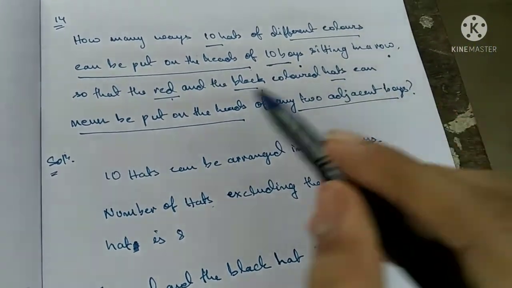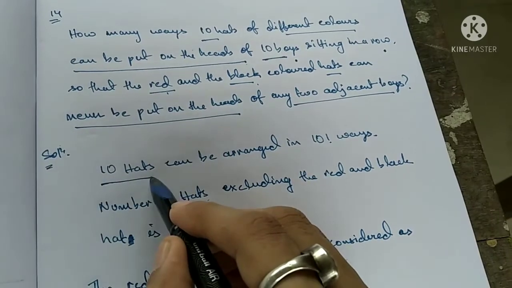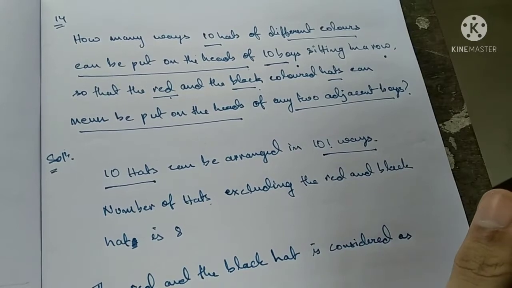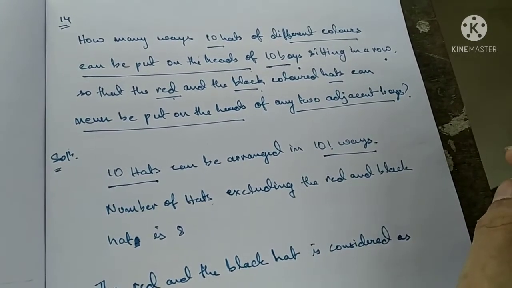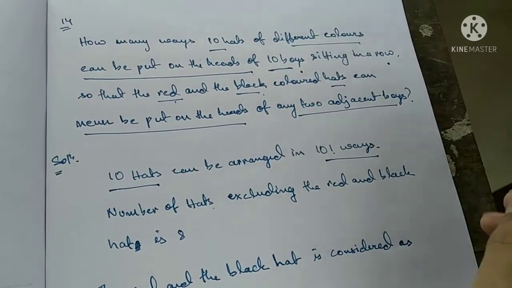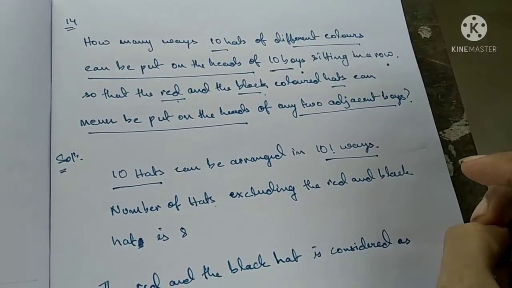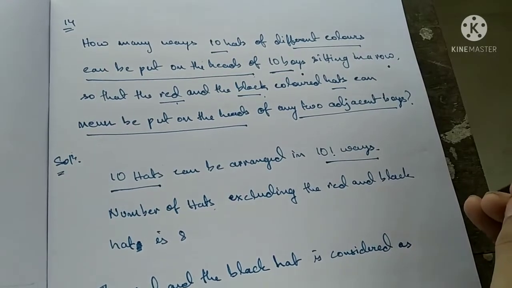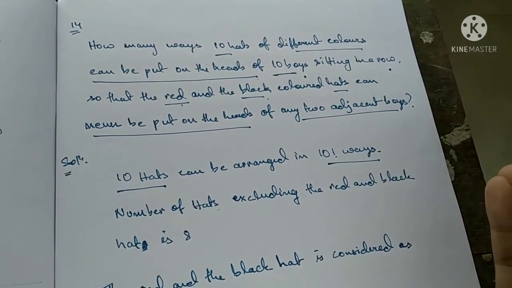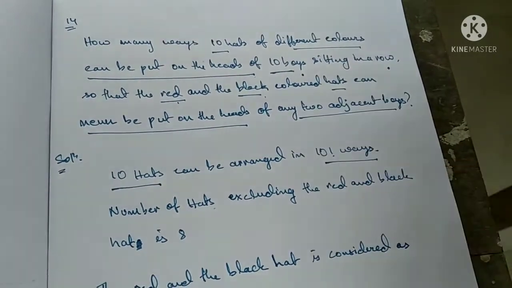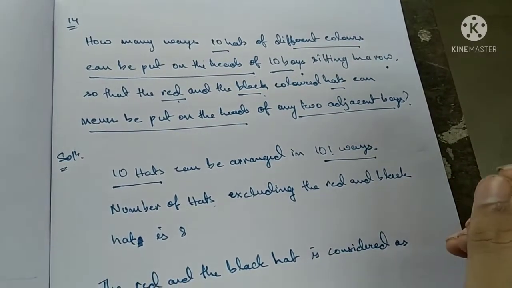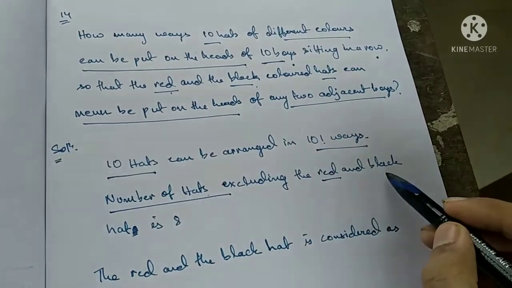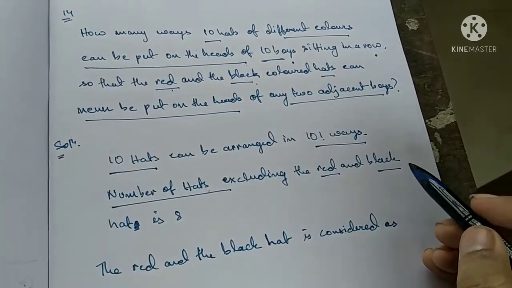Okay. So now you see the 10 hats can be arranged in 10 factorial ways. Yes, the 10 hats can be arranged in 10 factorial ways. 10 hats there and 10 boys there. So how many ways can I arrange those hats? 10 factorial ways.